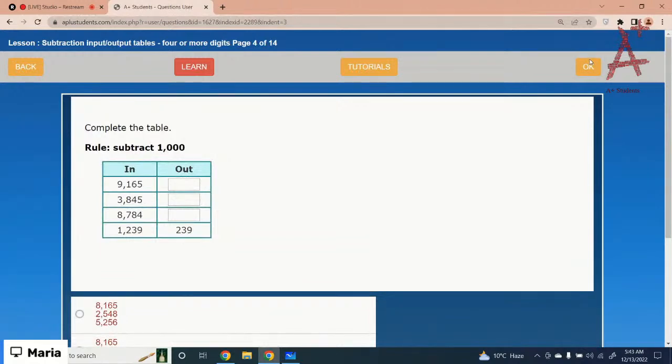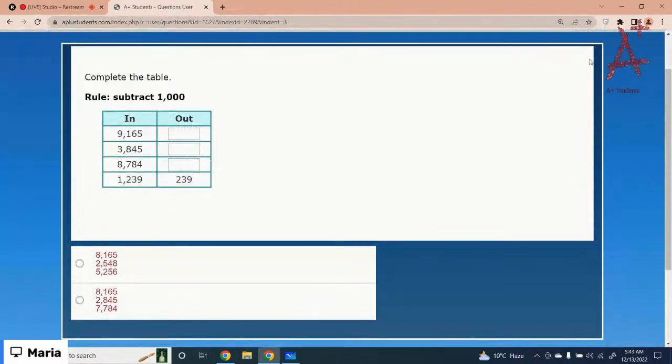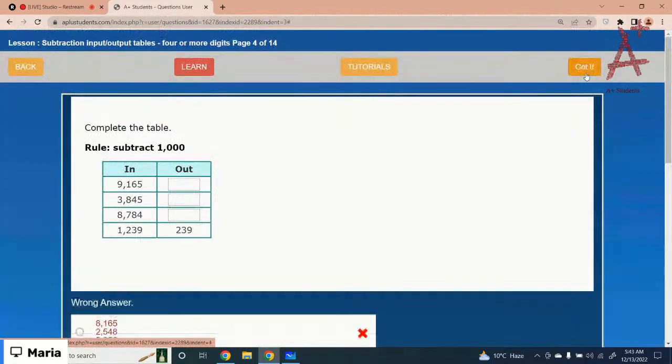Okay, you have to subtract 1000. So which of the options is the correct one? That is the first option. Just select the correct option, then click on the OK button.